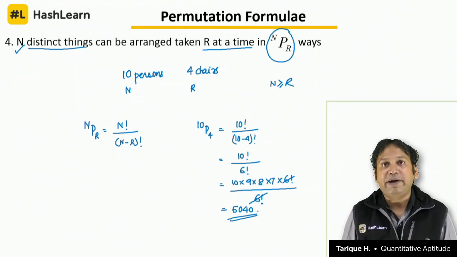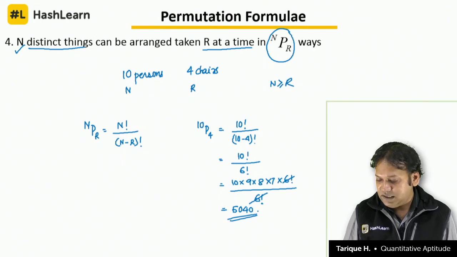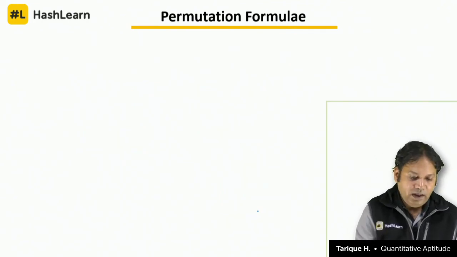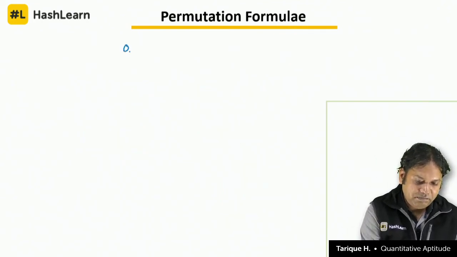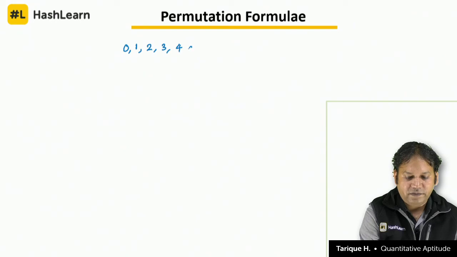However, every time you get a question like this where we have n things and we have to arrange them r at a time, you cannot directly take the formula. So let's just understand the situation here. Suppose you are given digits 0, 1, 2, 3, 4 and 5.